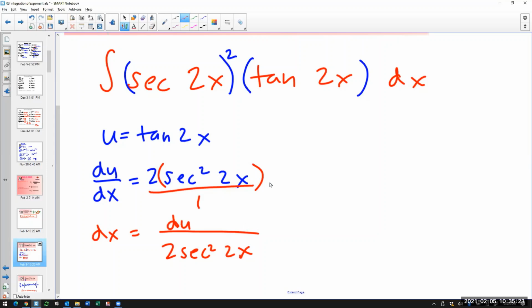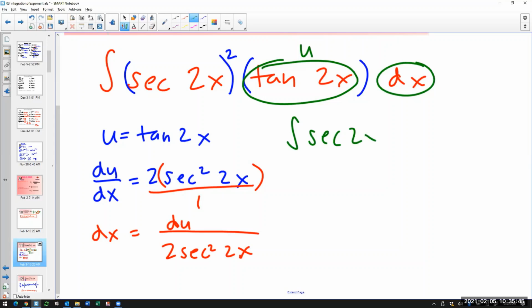Then you substitute 2 things. What 2 things do I substitute? Because it's called U substitution after all, okay? So what 2 things do I substitute? My u and my dx, okay? And so, sorry, I don't need to do that. Okay, so then if I didn't circle it, I won't substitute it. So I rewrite this secant 2x quantity squared, okay? This tangent 2x is my u. This dx is du over 2 secant squared 2x.